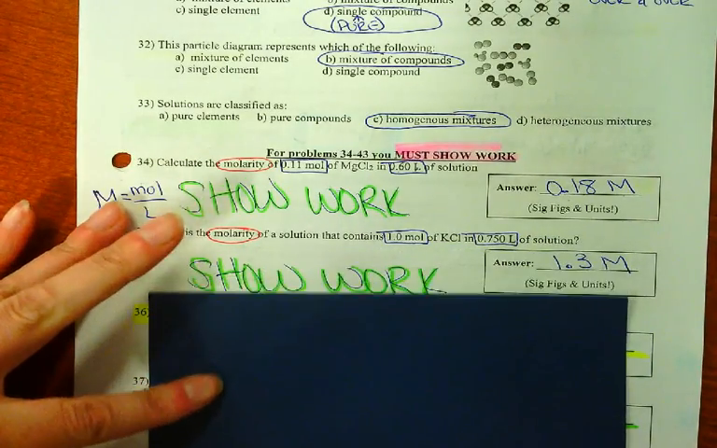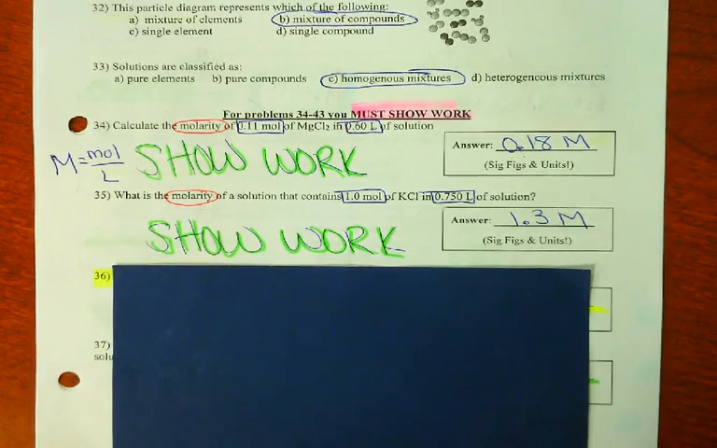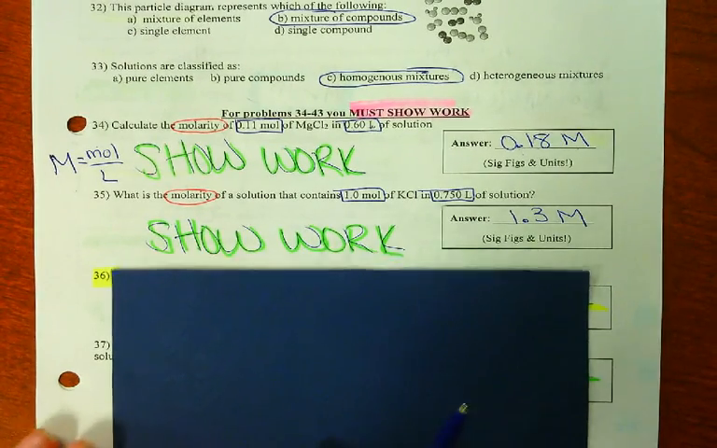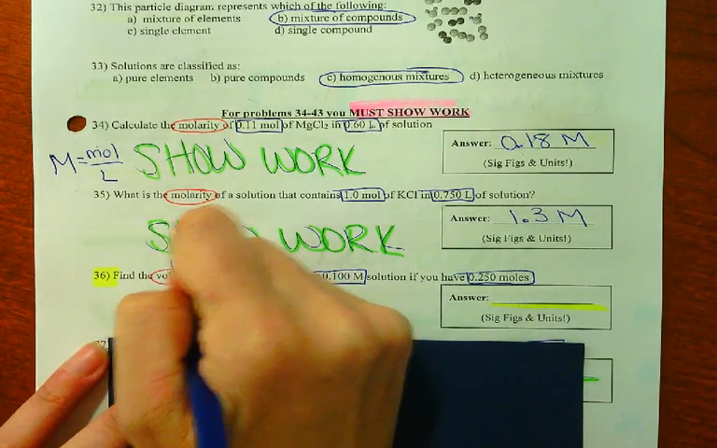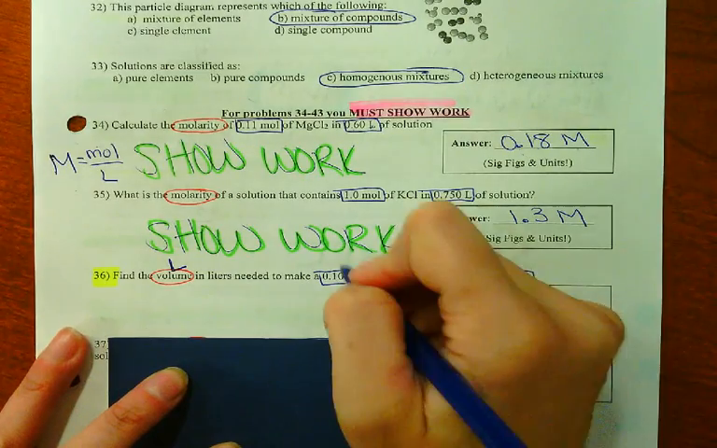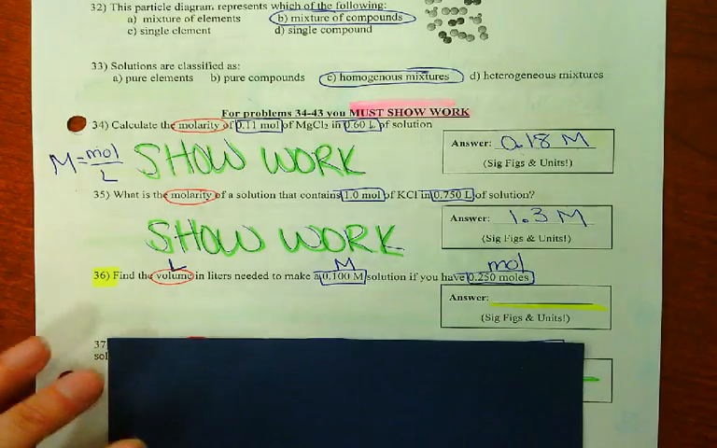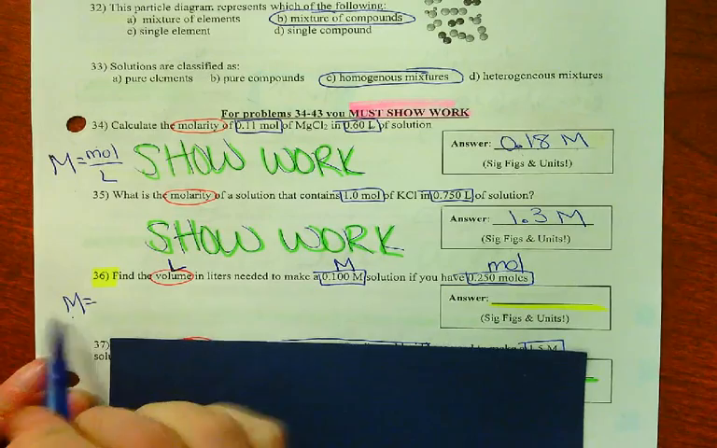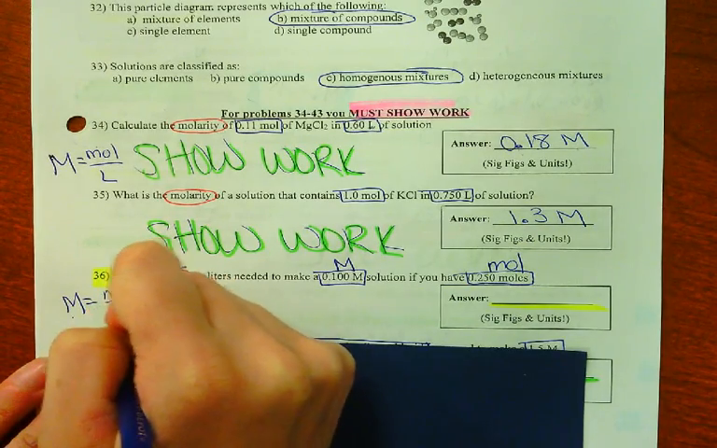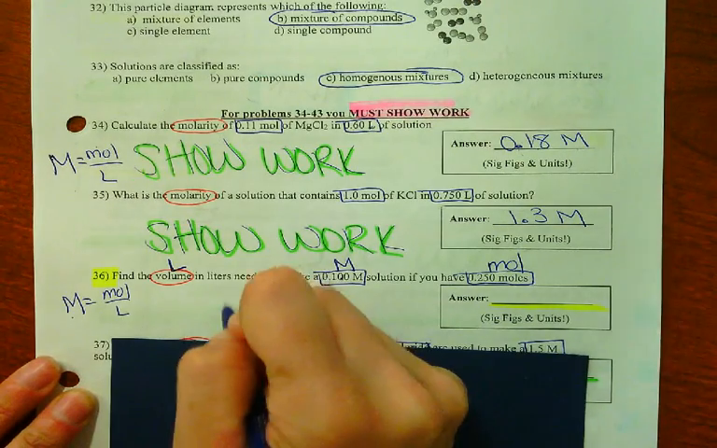For 35, I'll let you check your answer. 1.3. It's about the same as we did 34. So check your answer, but you should be showing your own work if you want credit. 36 we're going to do together. It says find volume, so that's liters. Volume in liters is what I'm looking for, needed to make this concentration with this number of moles. So I always copy down my equation. Molarity, concentration, equals moles over liters. And then I can plug in what I know. I know what M is already.